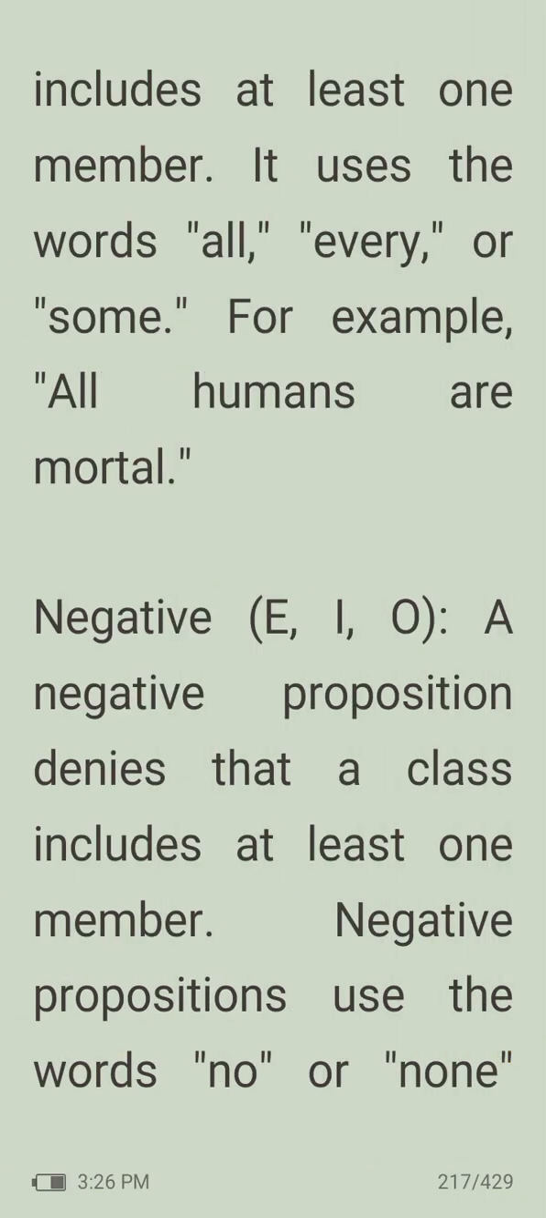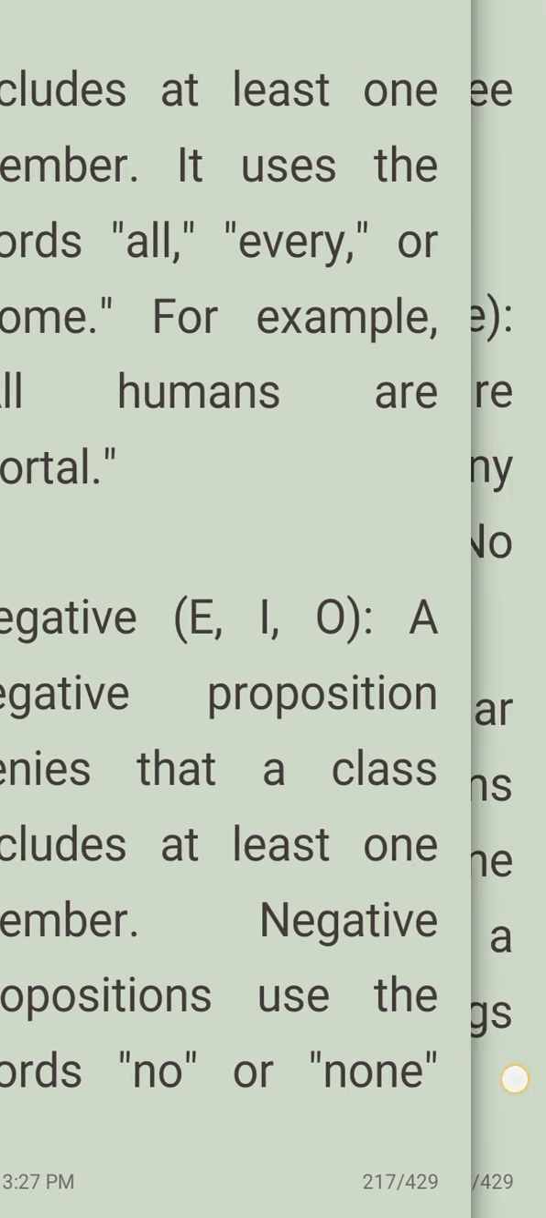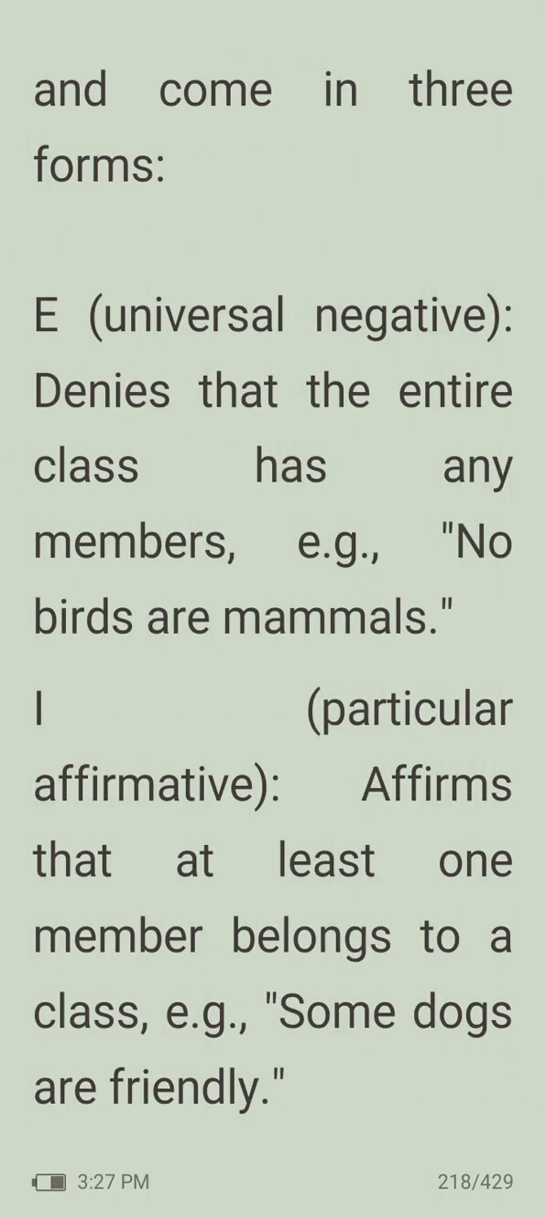It uses the words all, every, or some. For example, all humans are mortal. A negative proposition denies that a class includes at least one member. Negative propositions use the words no or none and come in three forms. Universal negative denies that the entire class has any members. No birds are mammals.